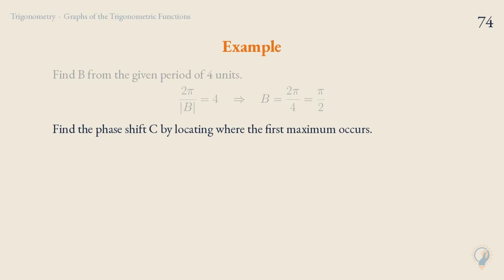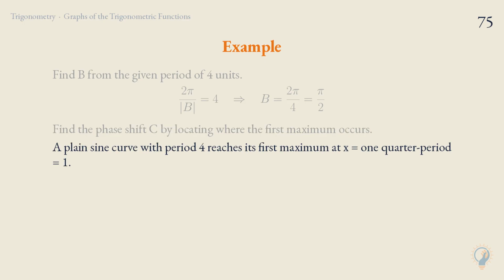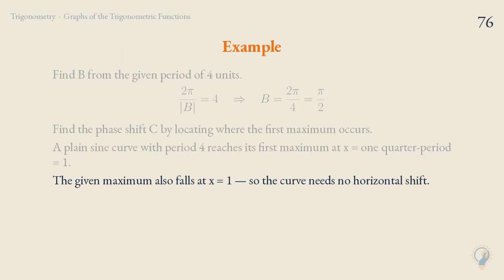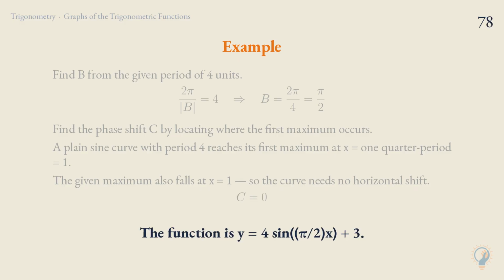Find the phase shift c by locating where the first maximum occurs. A plain sine curve with period 4 reaches its first maximum at x equal to 1/4 period, which is 1. The given maximum also falls at x equals 1, so the curve needs no horizontal shift. Therefore, c equals 0. The function is y equals 4 sine of pi over 2 times x, plus 3.